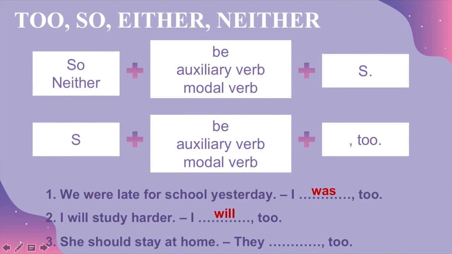Number 3, she should stay at home. Here we have the modal verb should, so with the blank we just need to write should again.